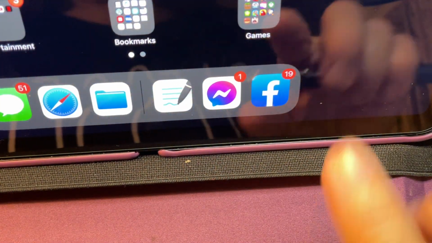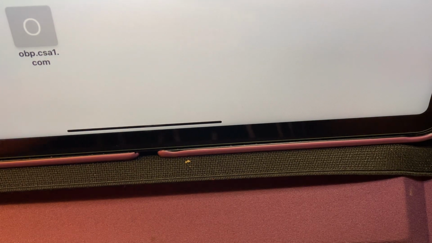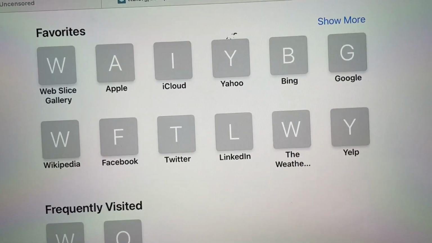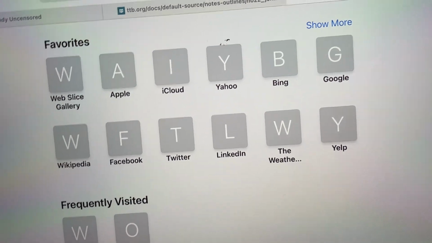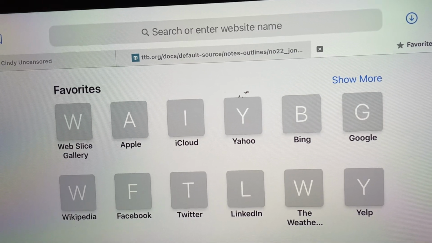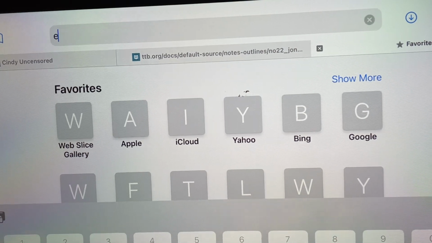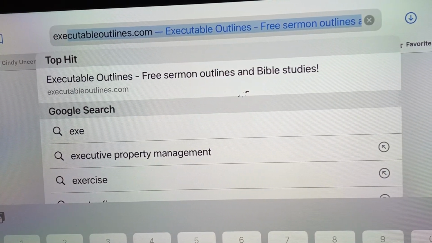All right. Actually, let me close those because I want to show you how to get there. It'll be easier if you can see right from the get-go. All right, hang on. Let me move my camera. All right. This just might work. Okay. So the first one is called Executable Outlines. So I'm going to type that in here, EXE, and it's going to pull it right up because I've used it before.